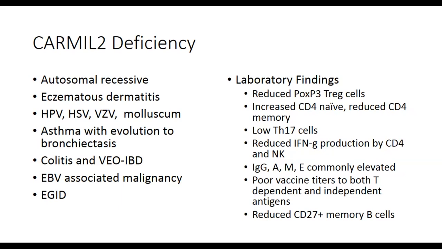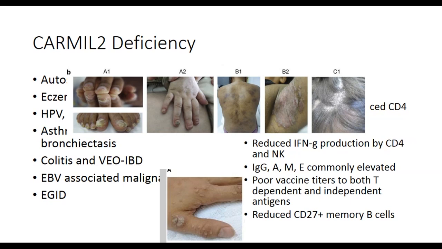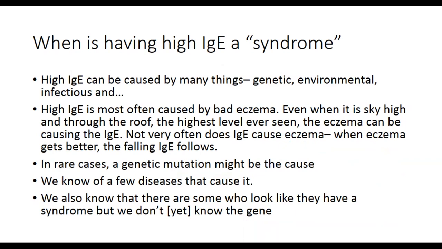And these patients with CARMIL2 don't make as much interferon gamma, but all of their immunoglobulins are often elevated, but then they don't make good directed responses. So they have a lot of immunoglobulin, but it doesn't know what to do. It doesn't actually respond when they get vaccines. And this is just, again, the published pictures of what some of the skin inflammation can look like in these patients. And this is similar to what we're seeing in the others, significant cutaneous viral infections or warts and molluscum.